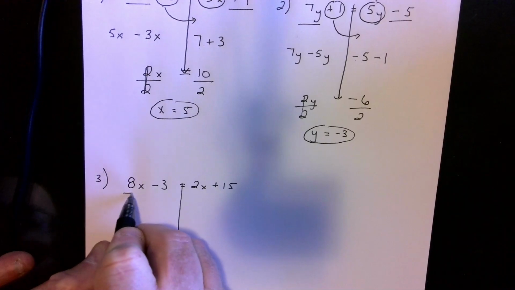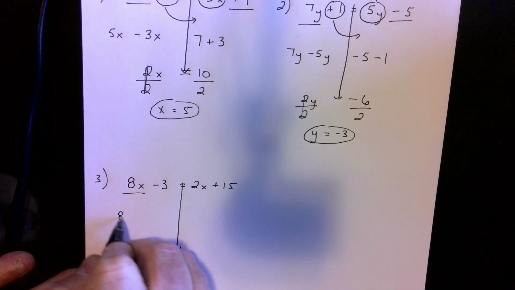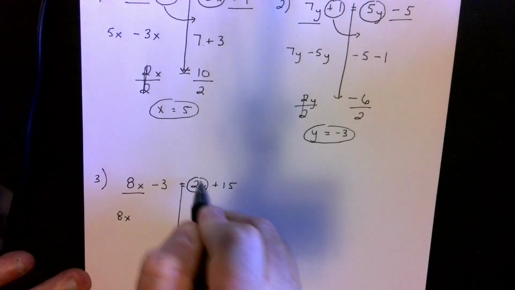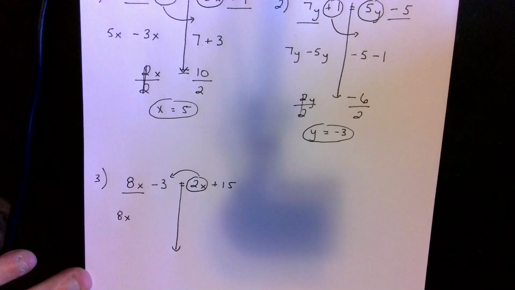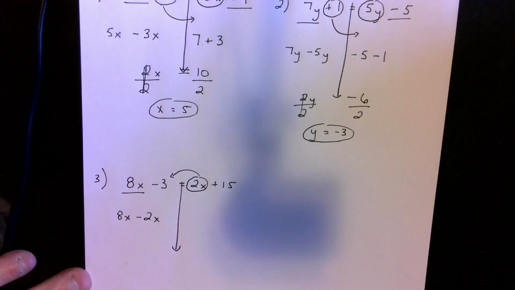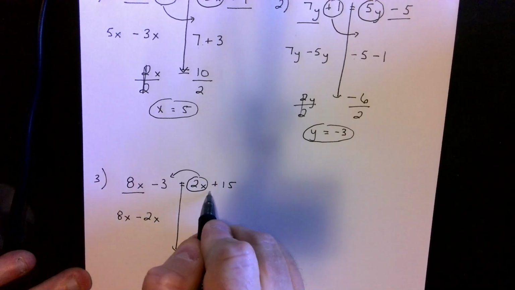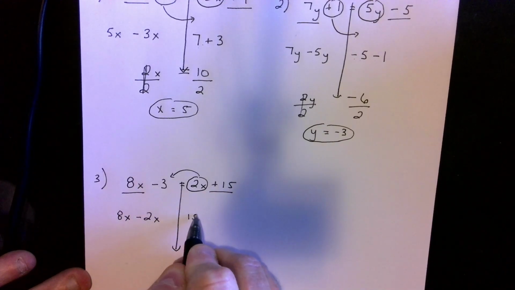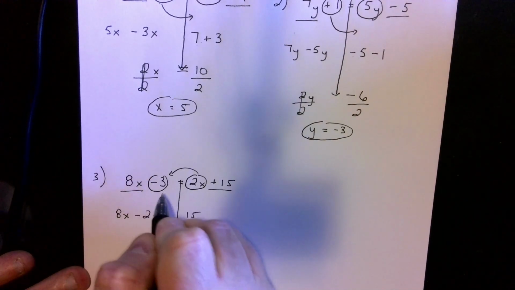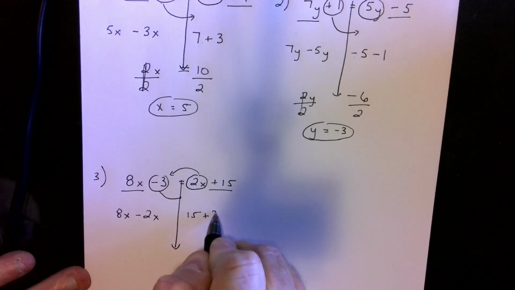Okay, so you currently have 8x sitting on this side. It's going to stay. Positive 2x needs to come across, and it will change to a negative 2x. Positive 15 is currently over here. It will stay. Negative 3 will come across and join it and change to a positive 3.